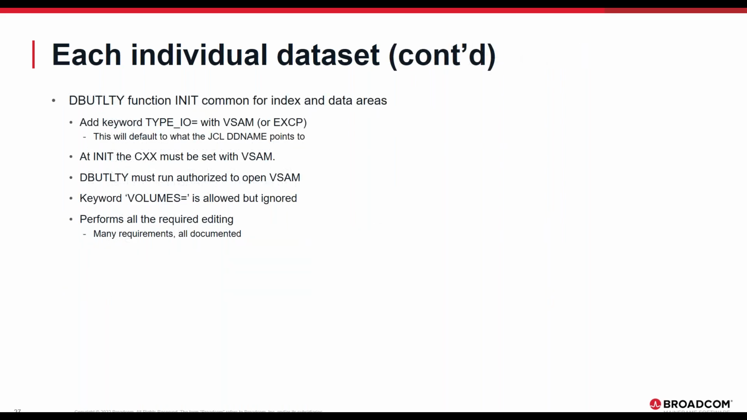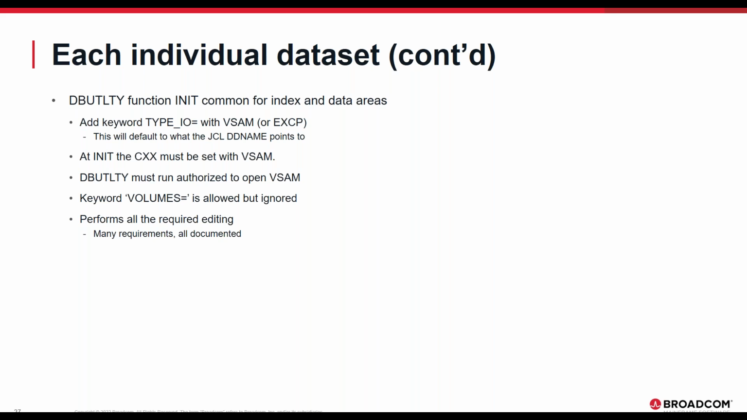So for each individual data set, when you do the init, you could add the type IO equal. For the init, if you don't add type IO, we will open what the DD name points to, and if it is VSAM, we'll use VSAM, and if it's not VSAM, we'll use EXCP. At the initialization, the CXX has to have that VSAM yes set. Once you have initialized it, we will let you talk to that data set forever, but you can't reinitialize it unless the VSAM is activated.